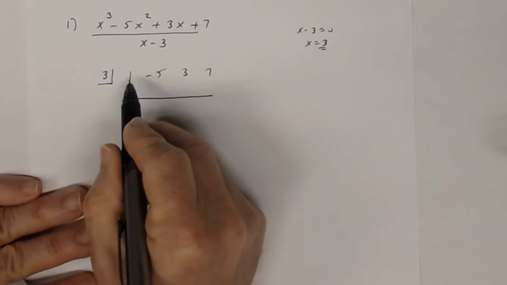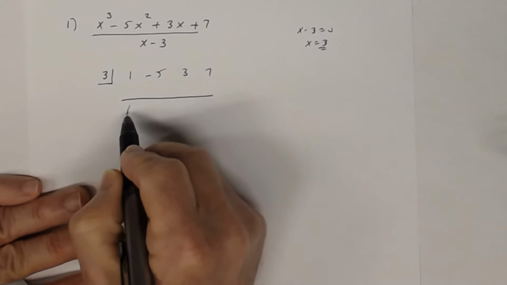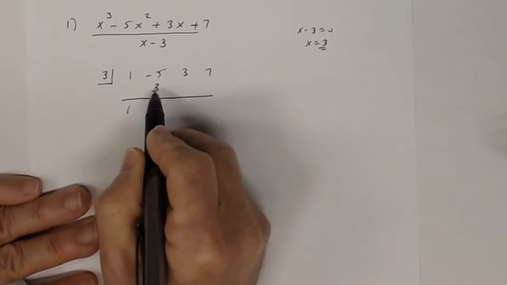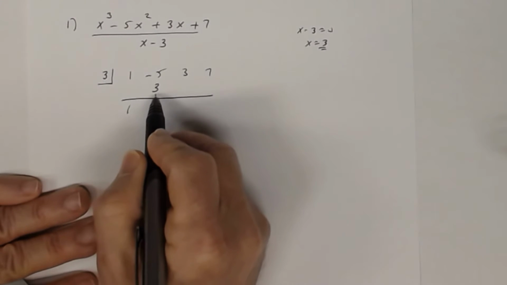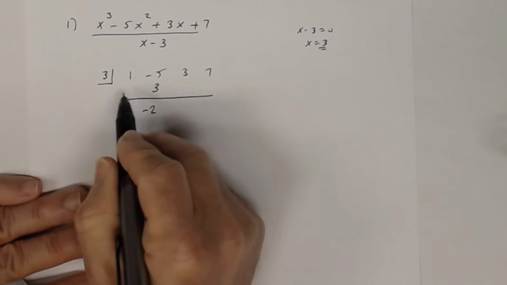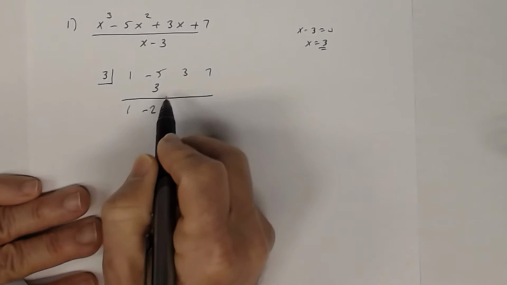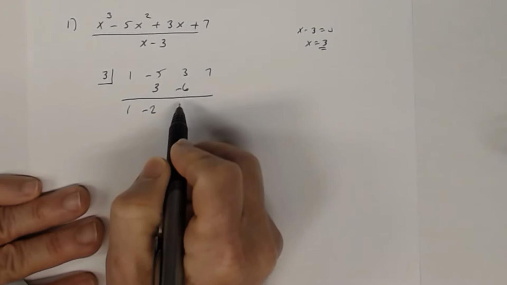First thing you do, and everything I show here you must do as well: you bring down the 1, and then you multiply. 3 times 1 is 3. You put that in the next column. Then you add those two numbers: -5 plus 3 is -2. Then you multiply 3 times -2, which is -6, and you put that in the next column. See how I'm aligning this? It must be aligned just like this.